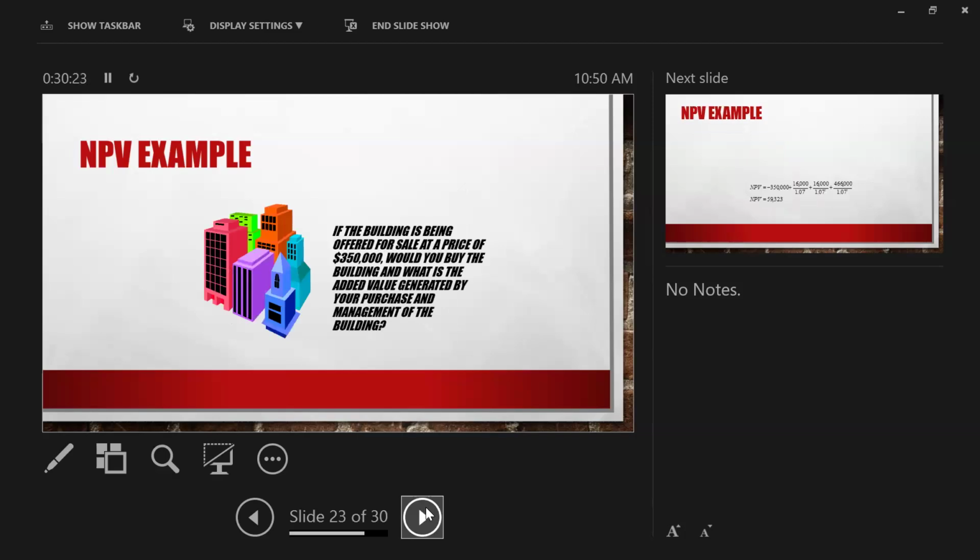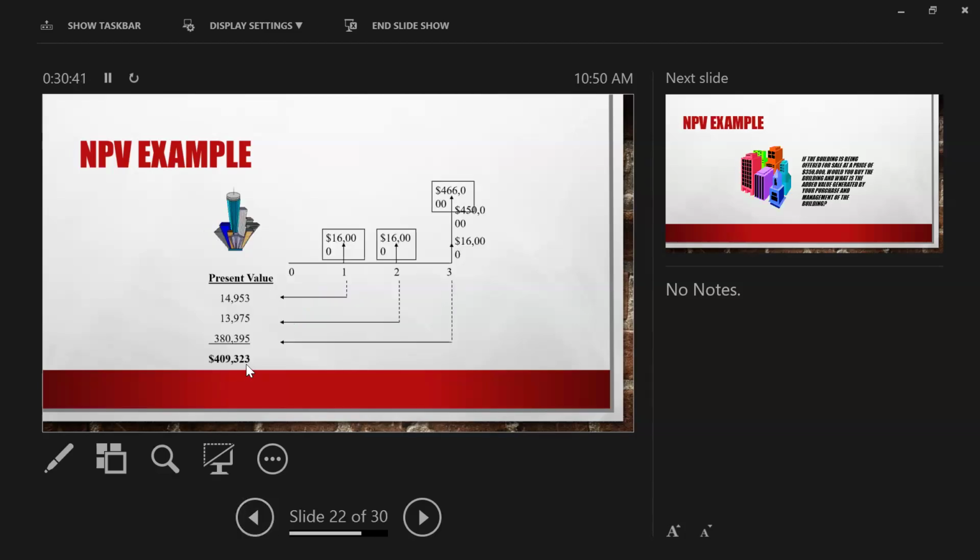So here is another problem. Same type of concept, but go ahead and see what you want to do with this problem. The answer to the last problem was 409,323. So when you compute NPV on your calculator, that would be where you would get 409,323.